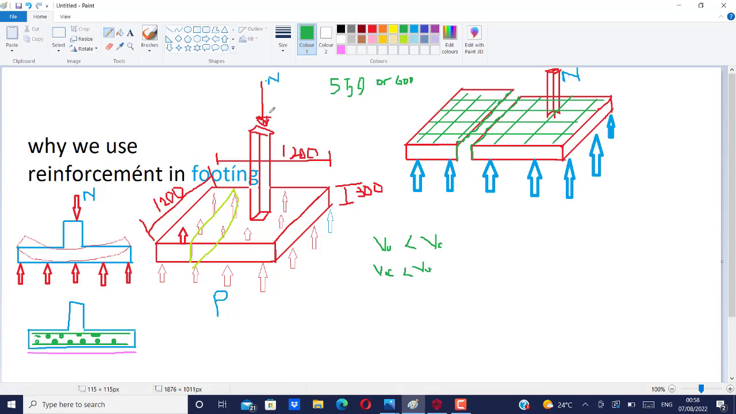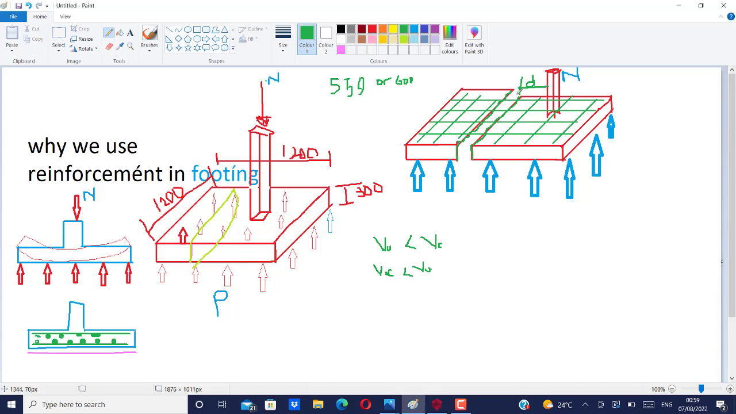And the code is saying that there is what we call a critical section. This shear can happen anywhere within the slab. There can be shear here, there can be shear here, but the code is saying that the shear is critical, because in design, what you look at is the critical part, like where you have the maximum bending moment. That's the moment that you take to design for reinforcement. So the code is saying that this shear is usually critical at a distance of d from the face of the column.